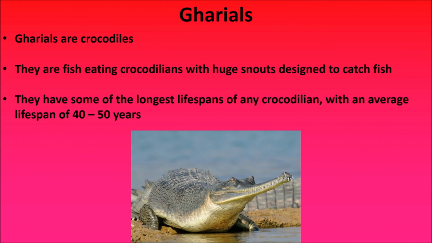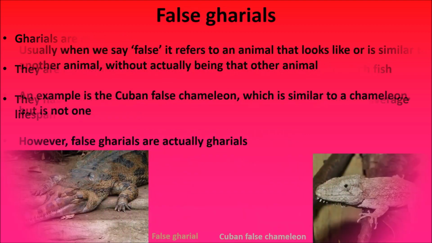Next are gharials, and gharials are crocodiles. They are fish-eating crocodilians with huge snouts designed to catch fish. They have some of the longest lifespans of any crocodilian, with a lifespan of 40 to 50 years.